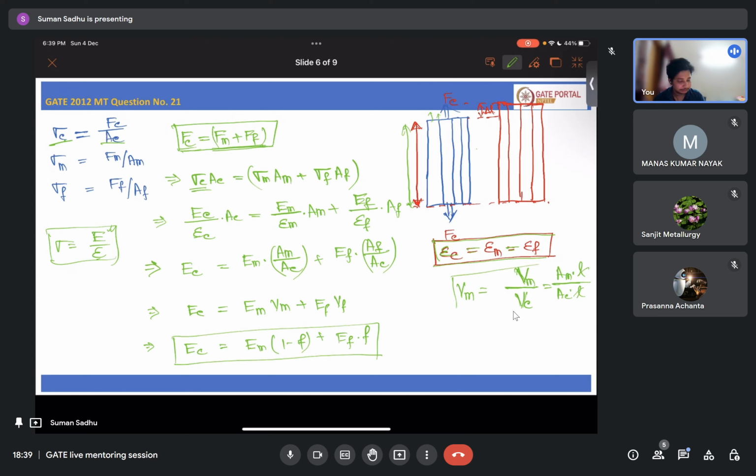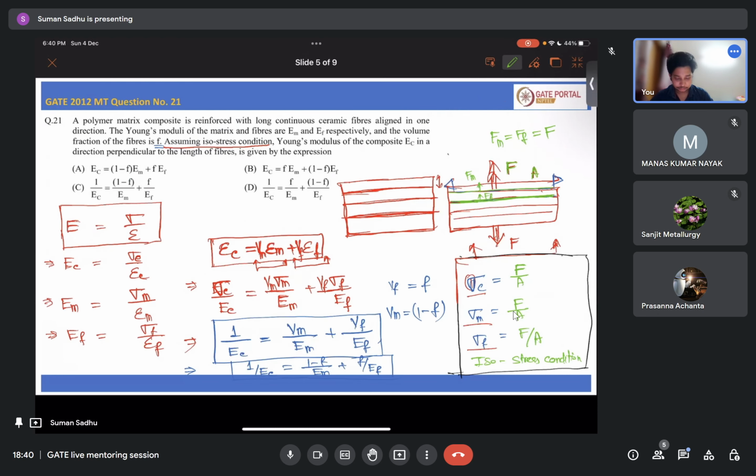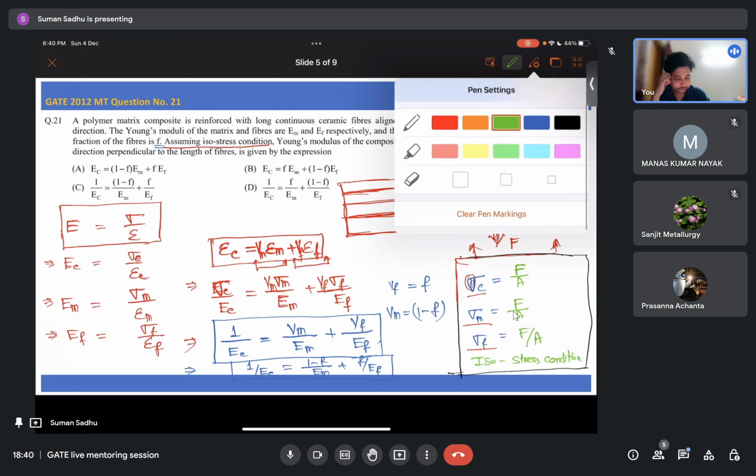So VM will simply be AM by AC, and similarly VF will be AF by AC. Understood? Yes, sir. Okay. Any doubt in both the derivations? Clear, sir. Okay. So for this question, what will be the correct answer then?